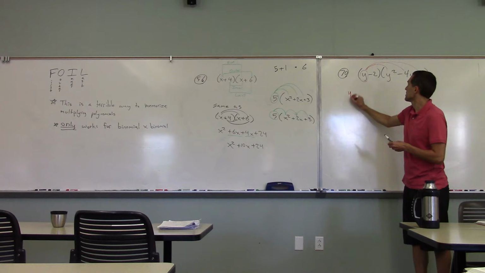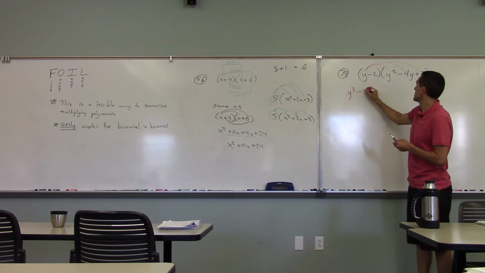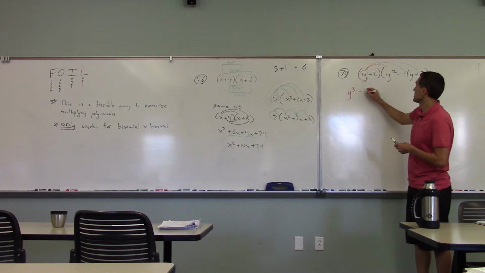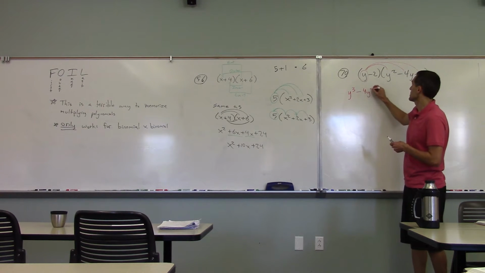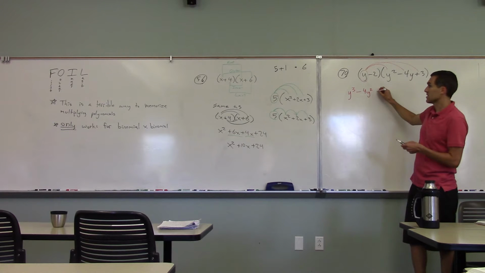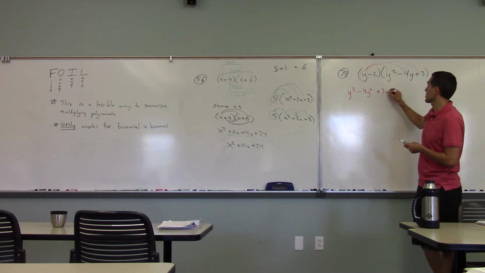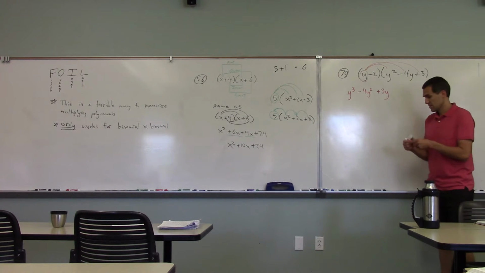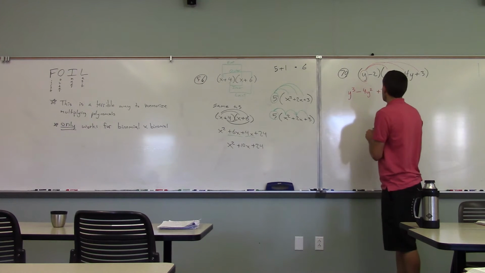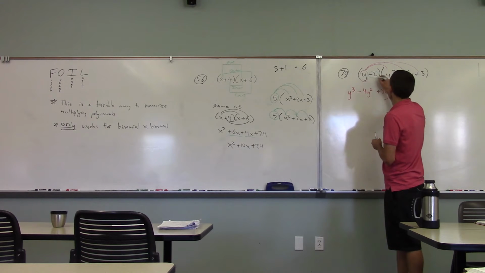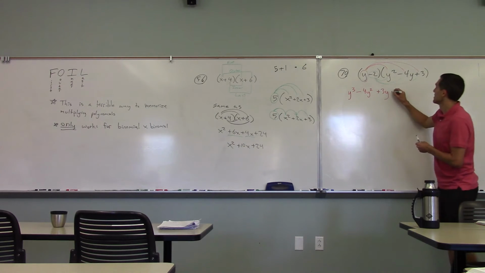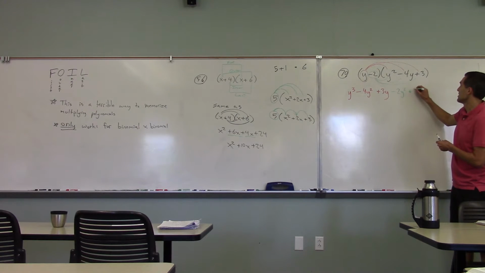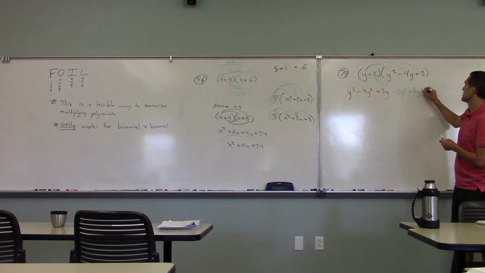And so what would we get? y to the third power, minus 4y, no, 4y squared, because we're multiplying, not adding, right? And then keep going. Plus 3y, perfect. Then, what would we do next? Take the negative 2, not 2, and do the same thing. We get negative 2y squared, plus 8y, minus 6.